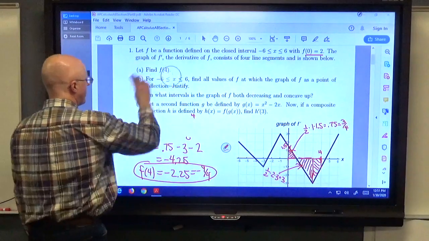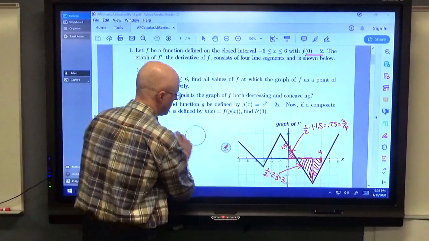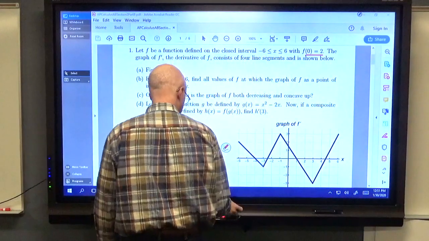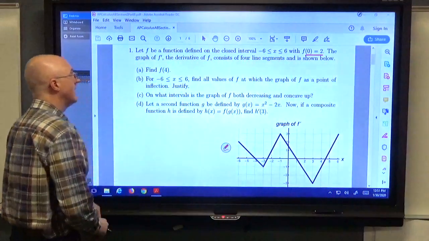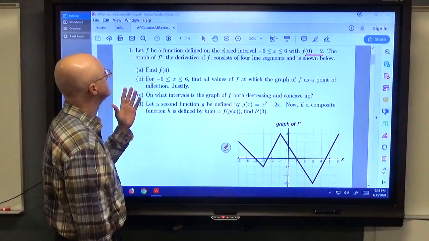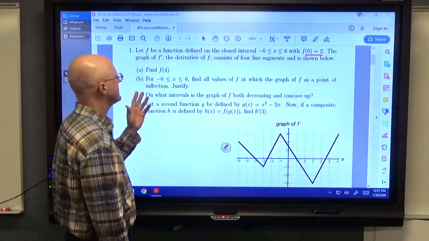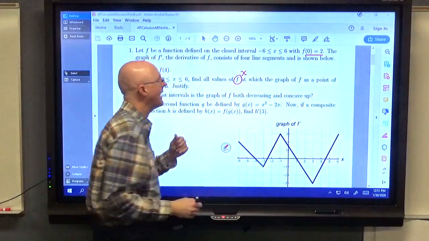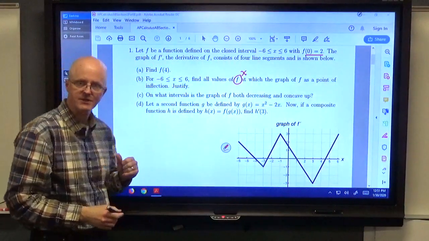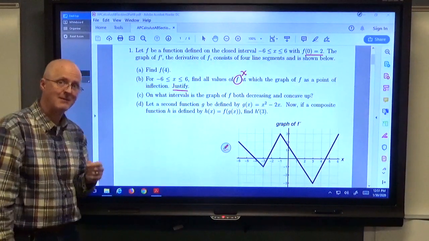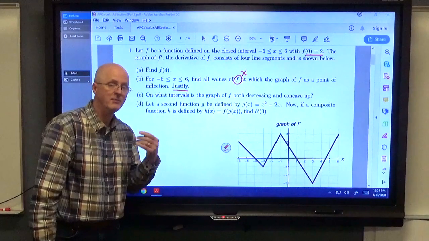On to part B. At what values of x does the graph of f have a point of inflection? Actually, there's a typo here. This should be an x here. Find all values of x at which the graph of f has a point of inflection, and justify. Okay? It says justify. Make sure you give brief but valid reasons.